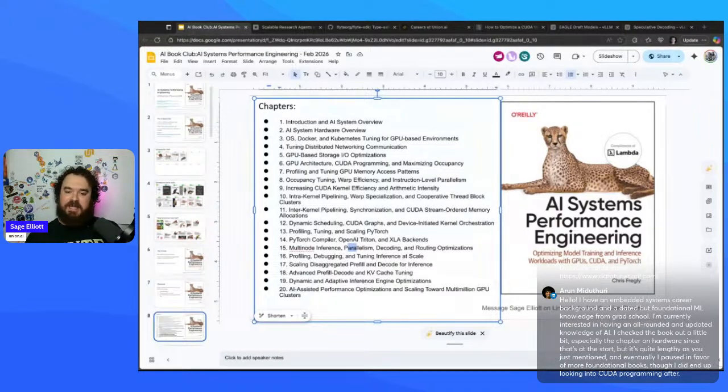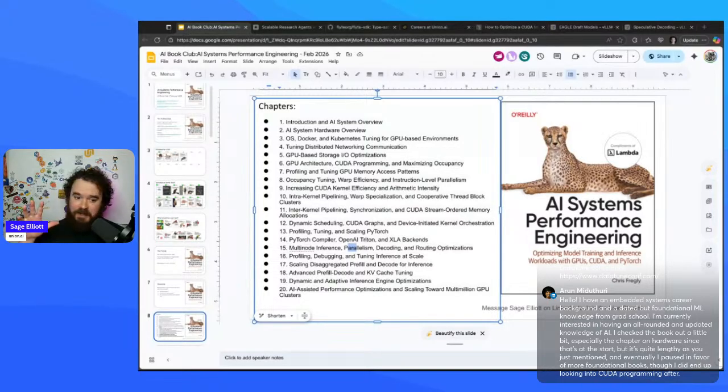And then last but not least, AI-assisted performance optimizations and scaling towards multi-million GPU clusters. Sounds crazy if you're running on a multi-million GPU cluster. But I don't know, building a lot of data centers, we'll see what happens.